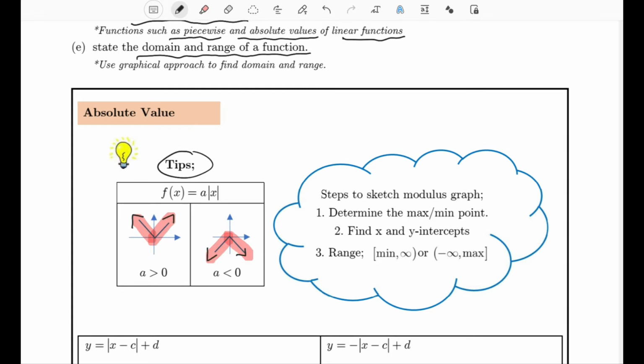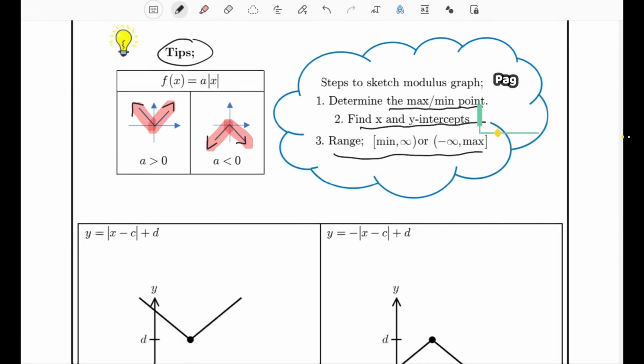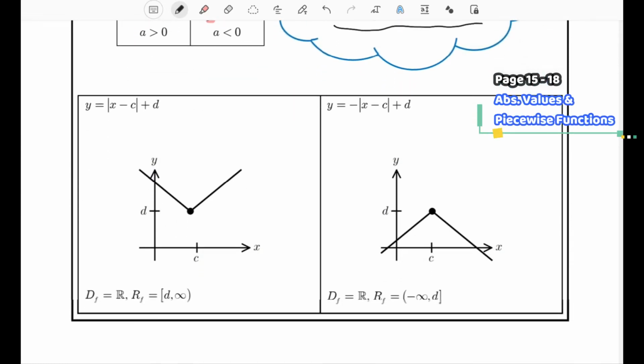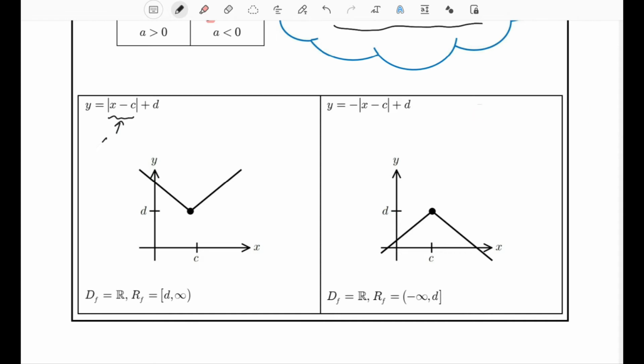So steps to sketch a modulus graph. To determine the maximum or the minimum point, find the x and y intercept, and then this will be the range. If you look at the sample graph given, y equals modulus of x minus c, plus d, we are going to look at the minimum or the maximum point. The value for your x comes from when x minus c equals 0, we get x equals c. So the minimum point will be (c, d).